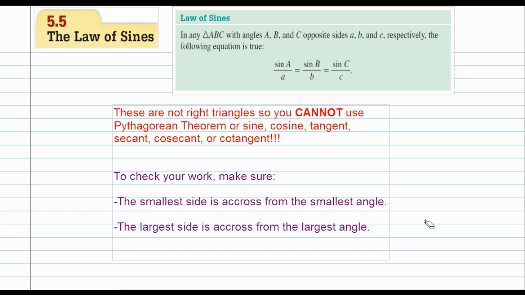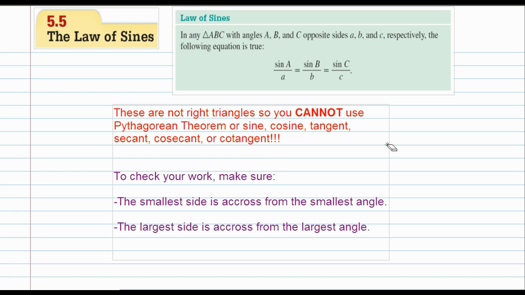The law of sines says that for any triangle, specifically we're going to use this for non-right triangles, the sine of an angle divided by the length of its opposite side will equal the sine of another angle divided by its opposite side. So in other words, the ratio between the sine of an angle and its opposite side is always the same.